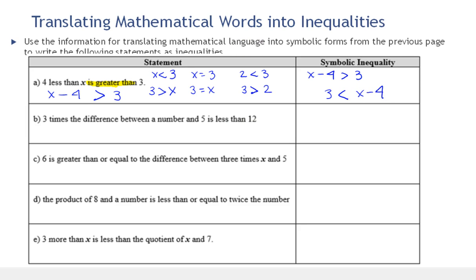Okay. Another way to focus in on this symbol besides the words, and the words are very important, but you may want to notice that we'll work with 2 and 3 here.